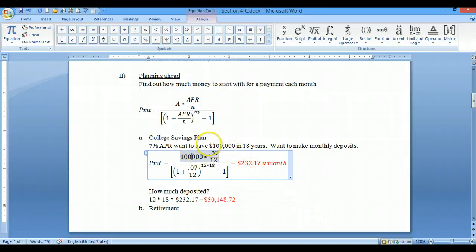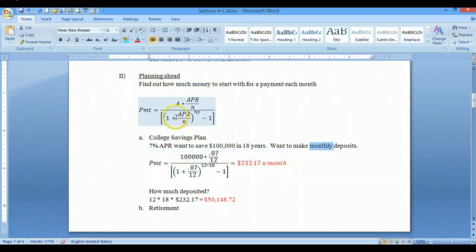I know that the amount final is $100,000. My APR is 7%, 0.07, over 12 because I'm making monthly deposits, and then 1 plus APR is 0.07, N is 12, again 12, and so this doesn't look like 1,218. I am going to put the time sign in there because we have 18 years, and subtract 1.